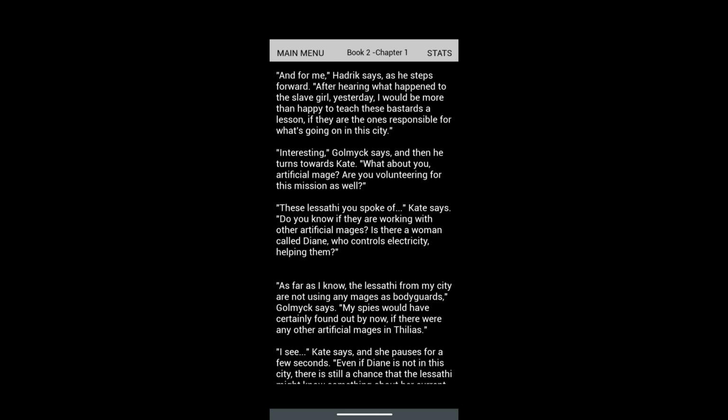Would be more than happy to teach these bastards a lesson if they're the ones responsible for what's going on in the city. Interesting, Golemak says. Then he turns to his Kate. What about you, Artificial Mage? Are you volunteering for this mission as well?